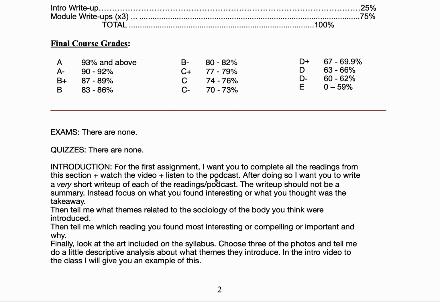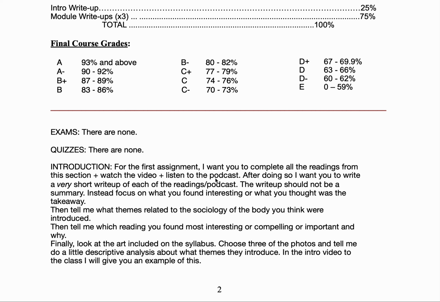And then you're going to go through and you're going to do a short write-up for each of the things that you read or listened to or watched. And you're going to say, here's what these things were about. It's not simply a summary. A summary is just repeating what you saw. Instead, you're telling me what you found interesting or what you thought that you learned from that reading or what you thought was the key takeaway.